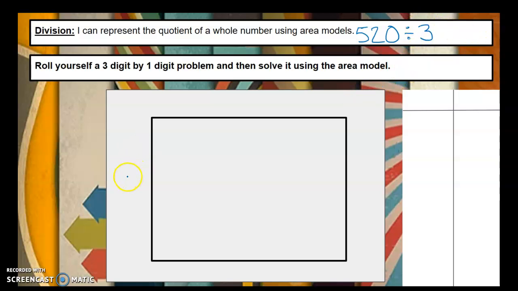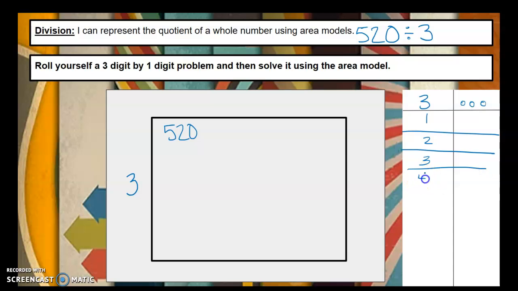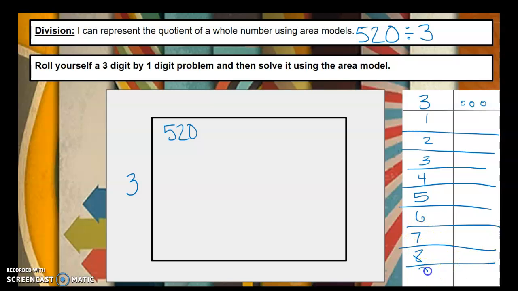So your divisor goes over here. Your dividend, 520, the dividend goes here. This is the number you're dividing up into groups. So before I can start, I need a 3's chart. 1, 2, 3, 4, 5, 6, 7, 8, and 9. And that would be 3, 6, 9, 12, 15, 18, 21, 24, and 27.